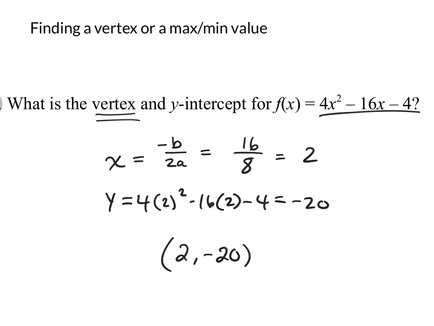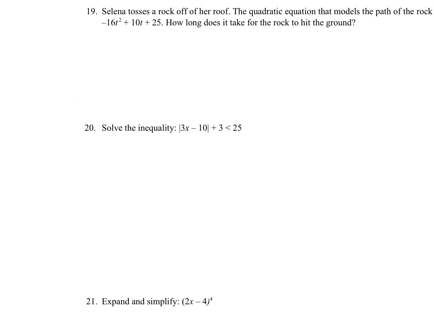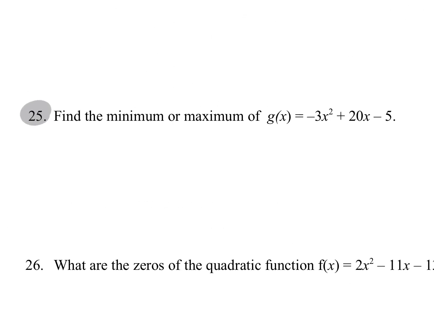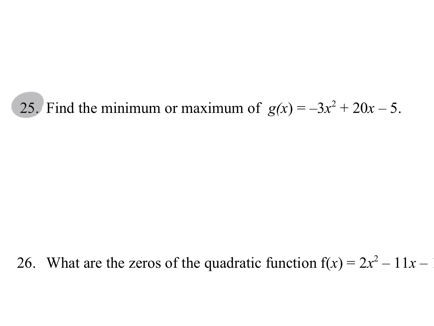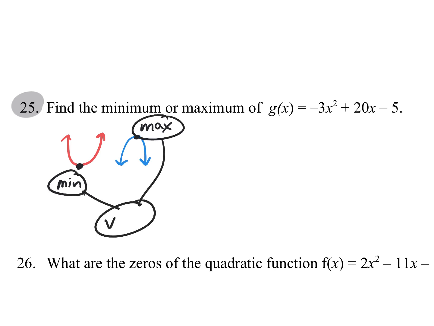Another way that you'll be asked to find the vertex is actually down at number 25. And they ask us to find the minimum or maximum. Remember that a quadratic either looks like this if the leading coefficient is positive, or this if the leading coefficient is negative. This value here would be a minimum, and this value here would represent a maximum. In both cases, the minimum and the maximum, they're a vertex. So we're going to follow the same process.